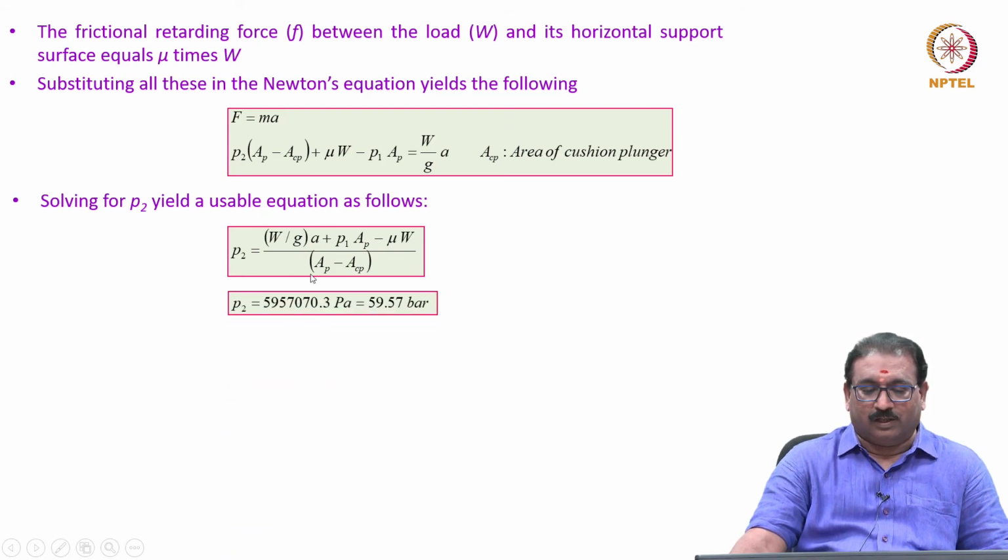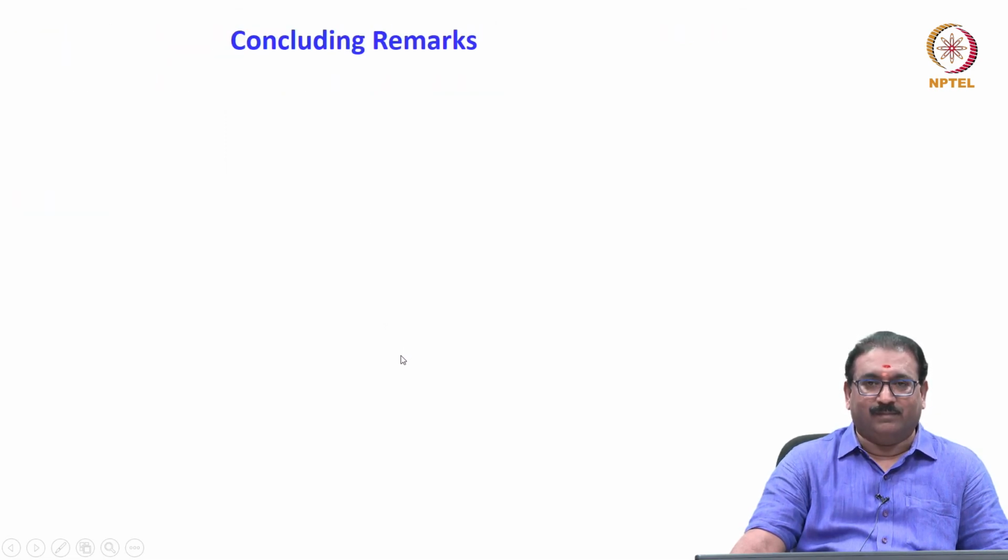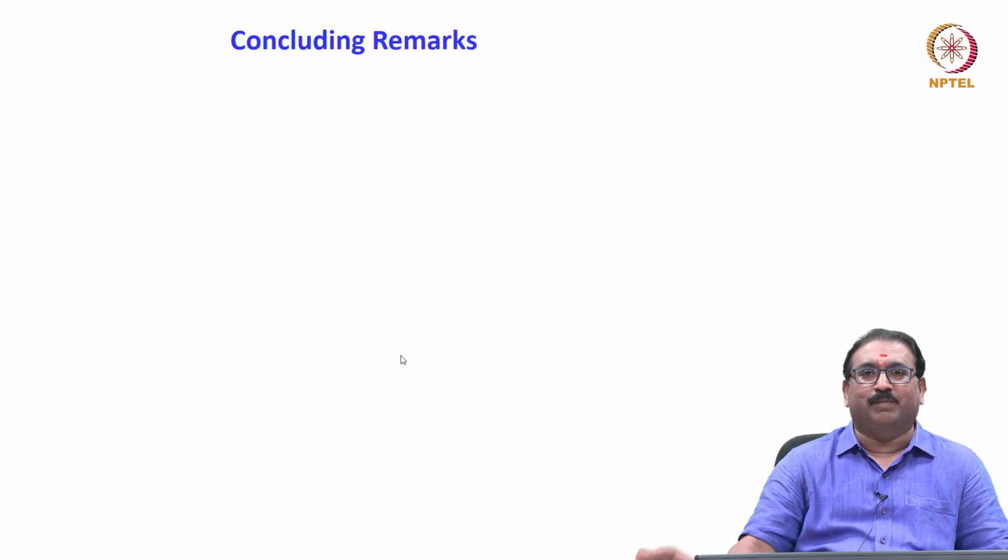Now, substitute all the values, you will get P2 equal to 59.57 bar. Very simple, friends, but be careful while substituting that all the units are the same.